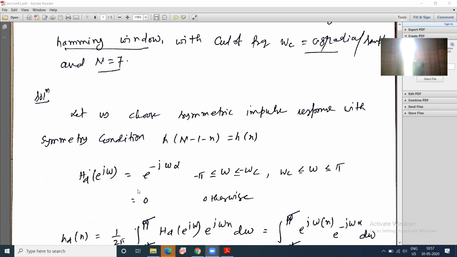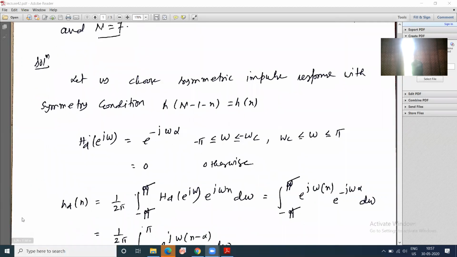Anybody having doubt in this other than those who have understood? Anybody did not understand this? Everybody understood this? This step, for any high pass filter design, this step will be the same. Any high pass filter design, FIR filter design with linear phase, this step will be same for any FIR filter high pass. So this step will be same.